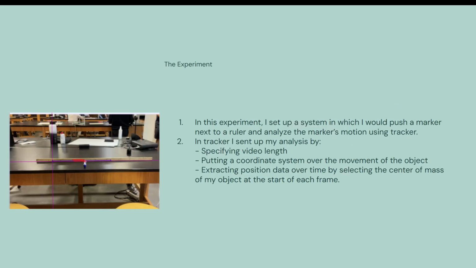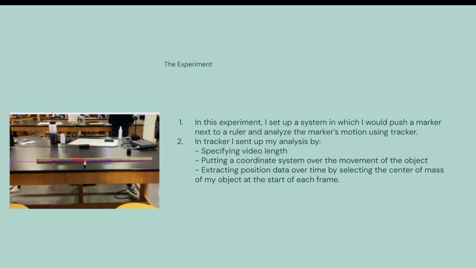how they interact. All right, as for the experiment, I set up a system in which I would push a marker next to a ruler and analyze the marker's motion using Tracker. So you can see that here, the marker was placed about here, and it rolled across here, and there is the meter stick in the background for reference. Okay, and then I used the app Tracker to analyze the movement of the marker.